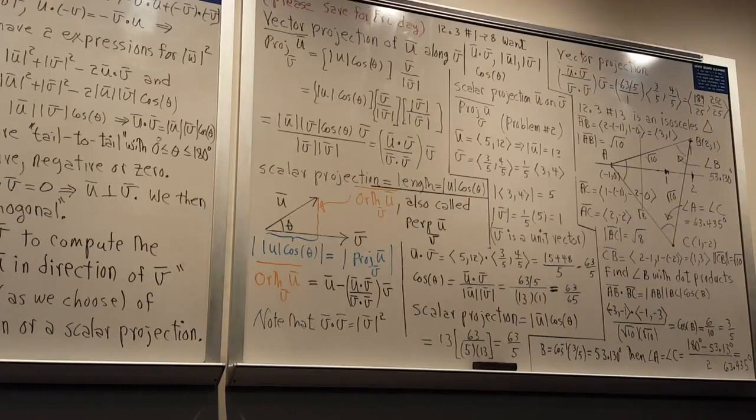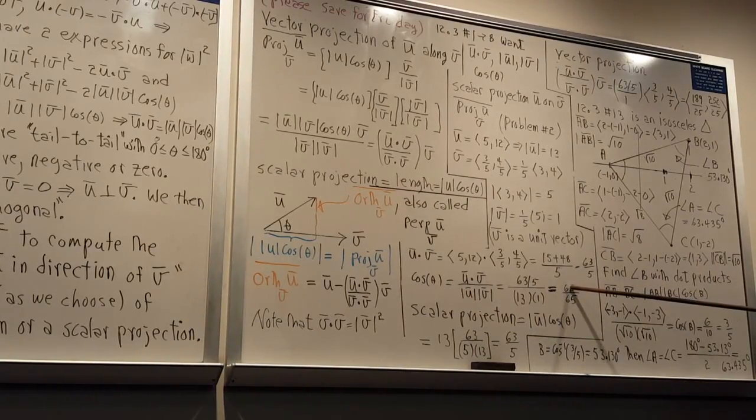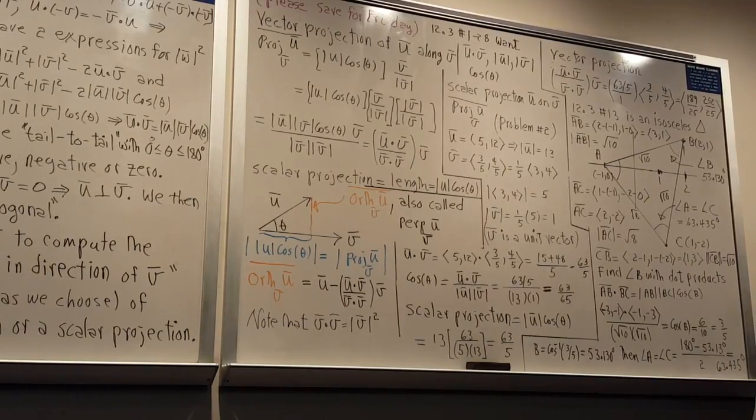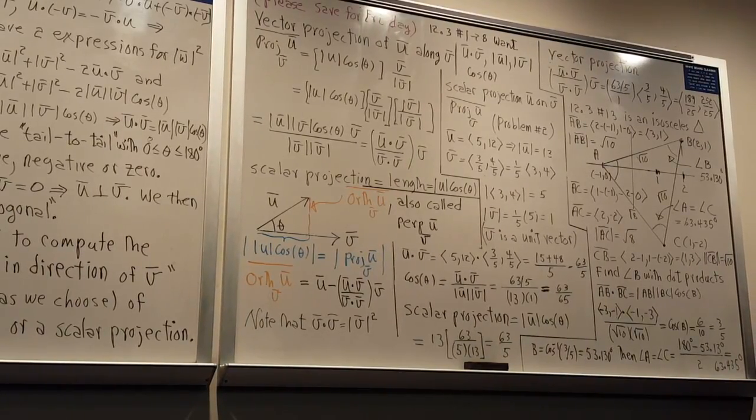Notice, at least when you're doing inverse cosine, if your number is positive, your angle is going to be between 0 and 90 degrees, and if your number is negative, it's going to be on past 90 degrees.